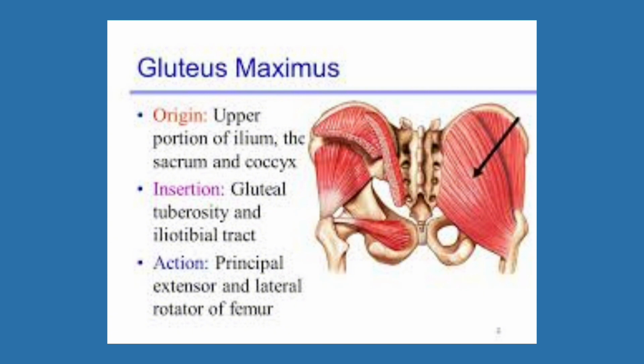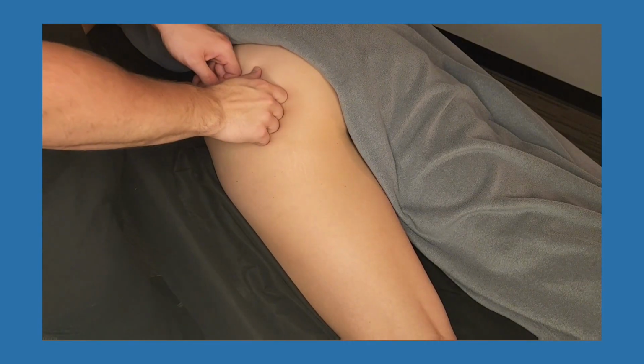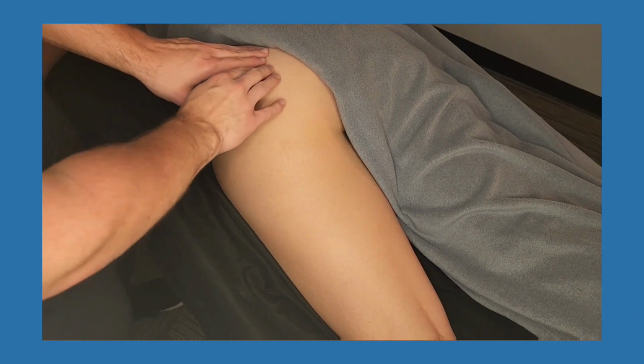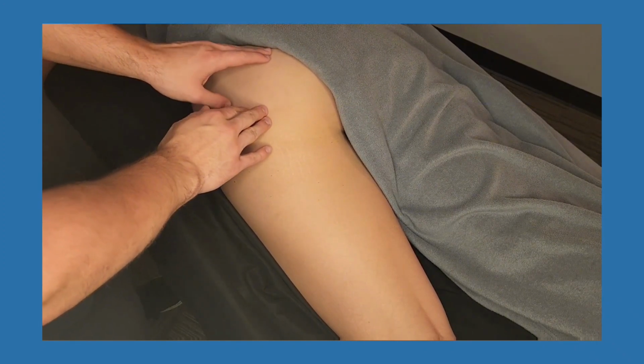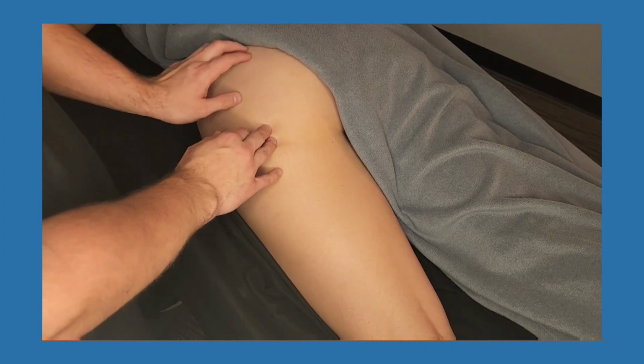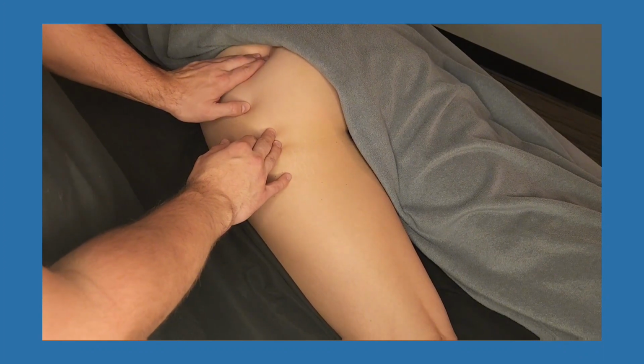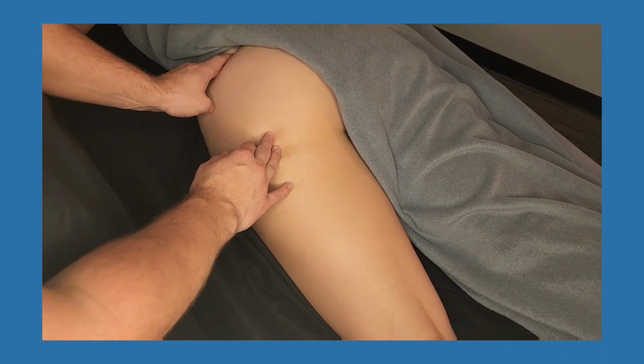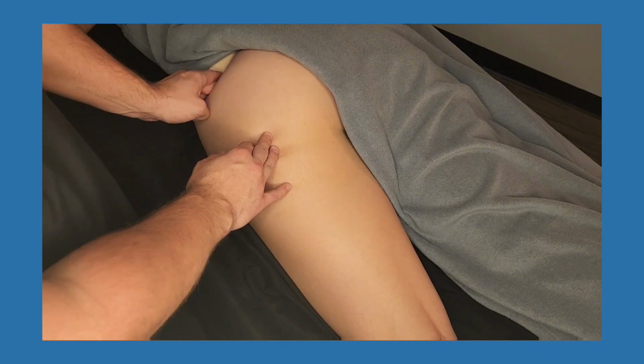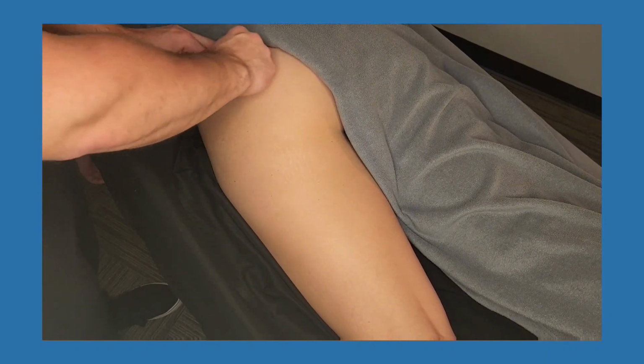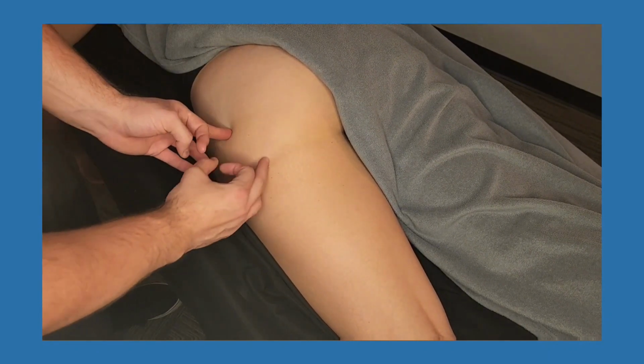Gluteus maximus will originate at the coccyx, the edge of the sacrum, the posterior iliac crest, the sacrotuberous ligaments, the sacroiliac ligaments, and will insert at the gluteal tuberosity on the femur and the tibial tuberosity through the IT band.